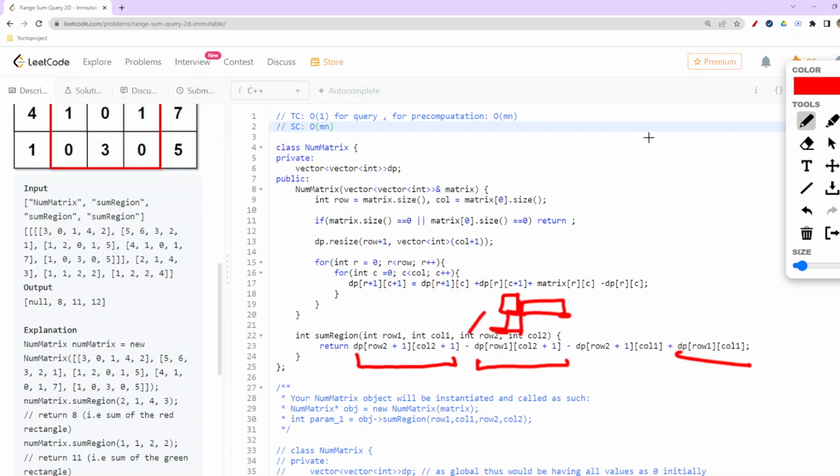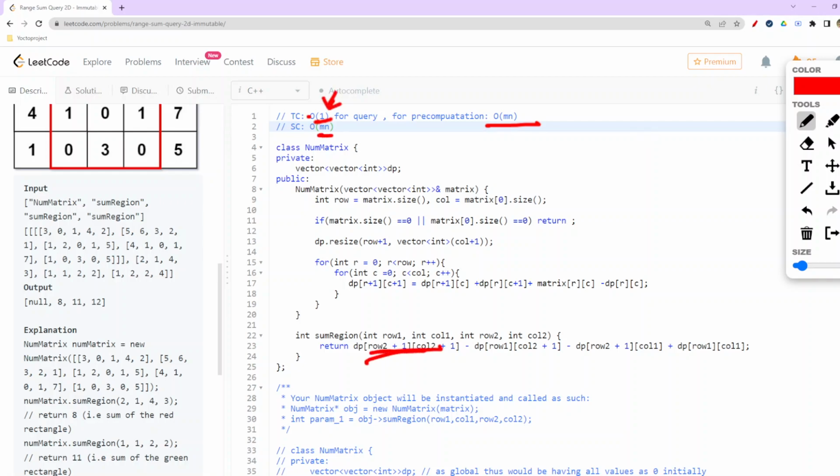So this is how we are required to do this particular question. The time complexity for precomputation is basically this one, and queries are fetched in order of one time because it is directly formula based. And then the space complexity is order of n cross n because of this DP. So this was all for this particular question.